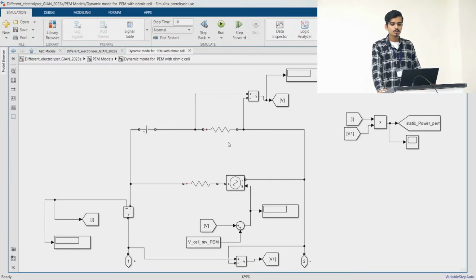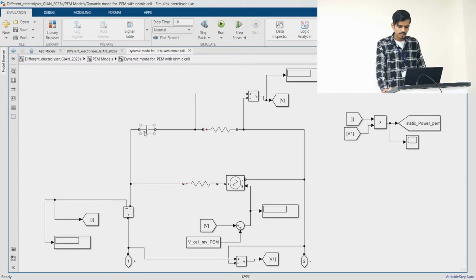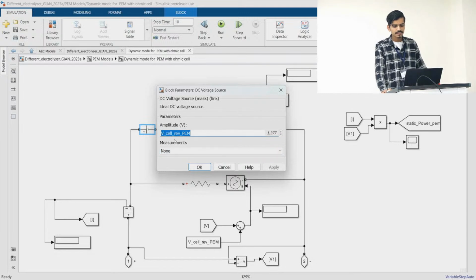To account for those ohmic losses we put the resistance here, and we have this DC voltage source as a reversible potential. In this we have V cell, the reversible voltage, which in standard conditions is equal to 1.377.